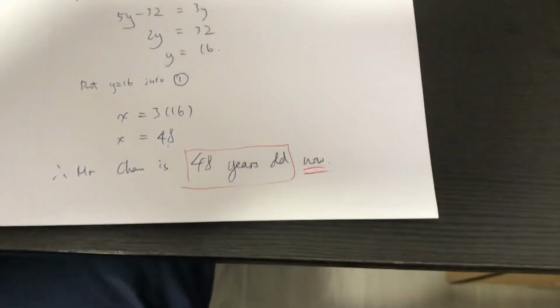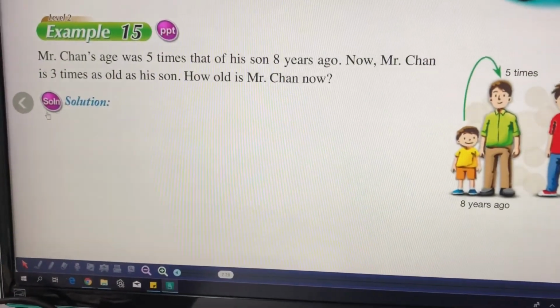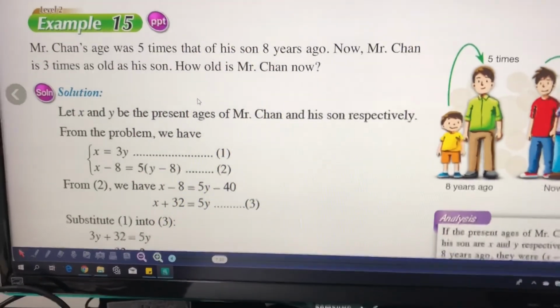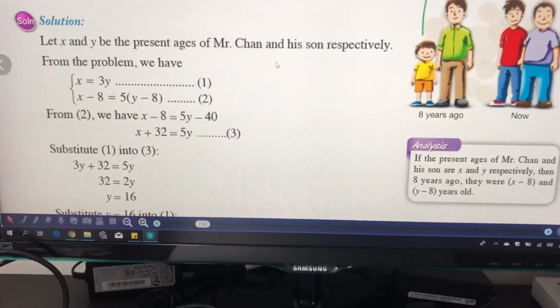So this is the example, the demonstration of how to solve this question. You can also read the answer from the book too.